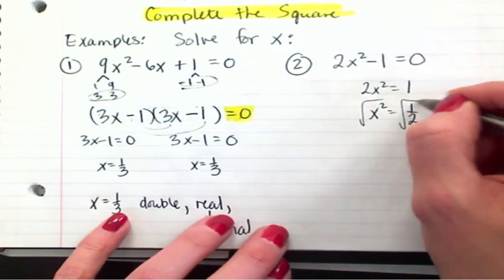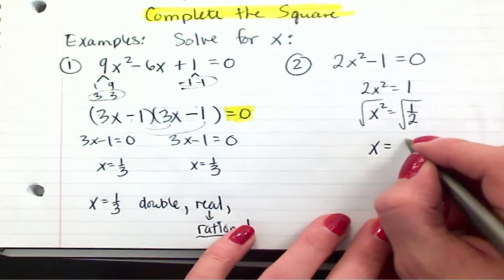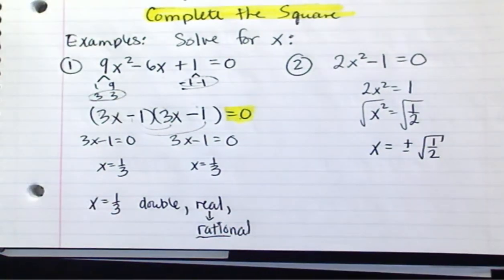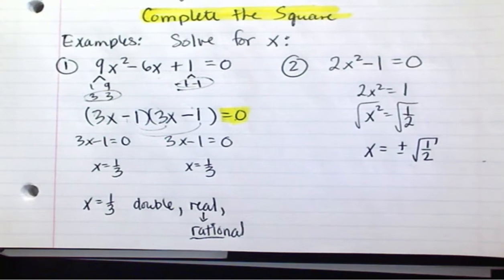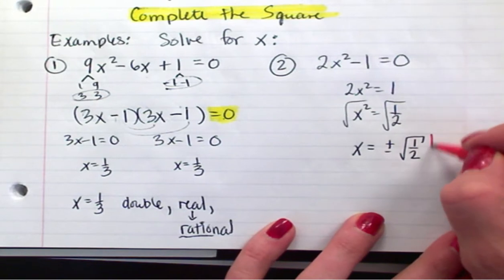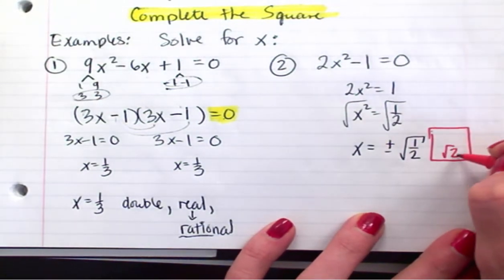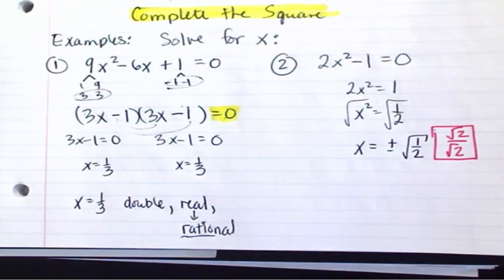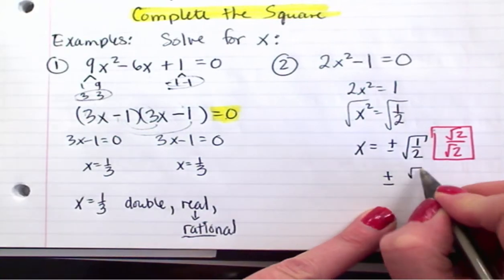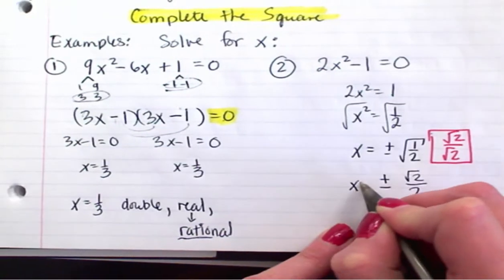Square root, okay, x equals plus or minus root, and I got x equals, but I'm not done. What do I do with that radical? Yes, Sarah? Yeah, rationalize it by doing this. Okay. Don't forget that plus or minus, so we get root 2 over 2.